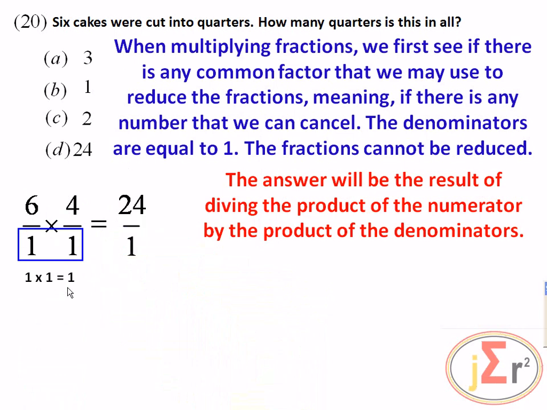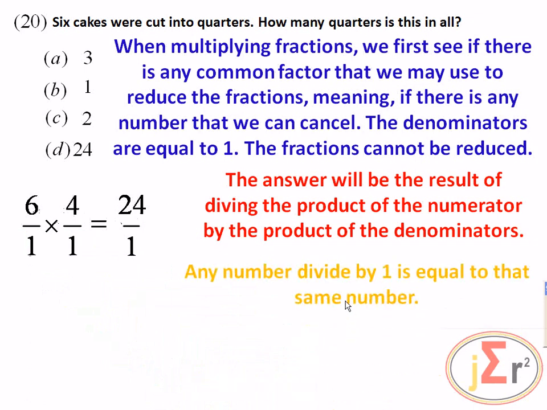1 multiplied by 1 will give 1. Right. So, multiply the numerators, 24. Multiply the denominators, 1. What do we do after that? We divide 24 by 1.